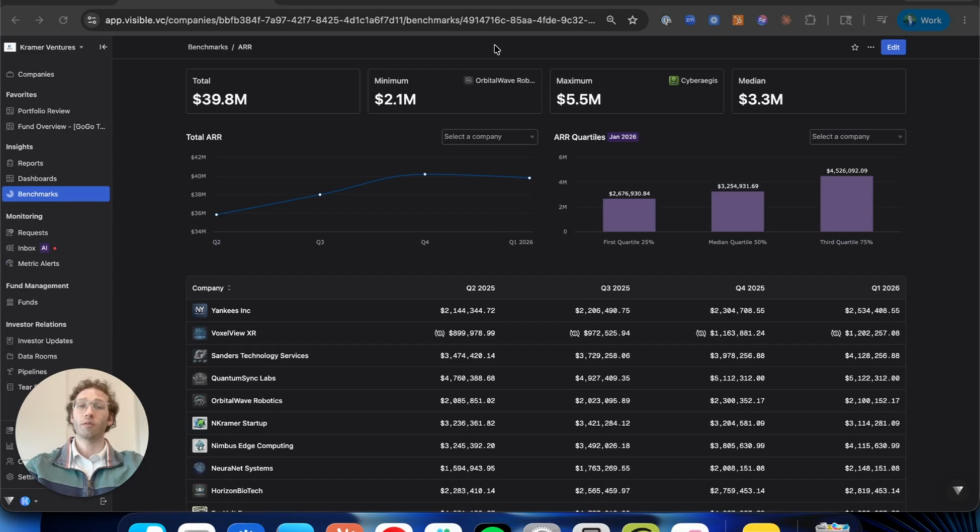But the MCP server can help take this a step further, because it lets you query your Visible data through your AI tool, and that allows you to benchmark any company against your existing portfolio. Today, I'm going to walk through 4 prompts that are purpose-built for benchmarking, 2 for portfolio companies that I've already backed, and then 2 for companies that I'm considering investing in.